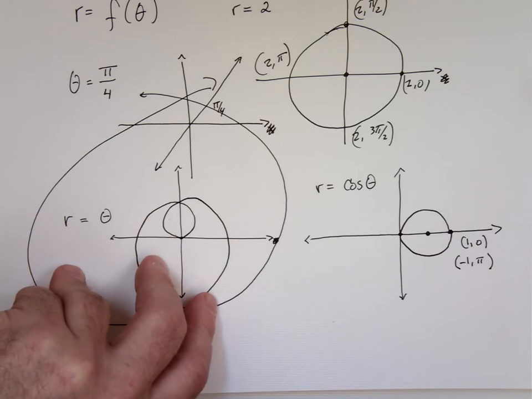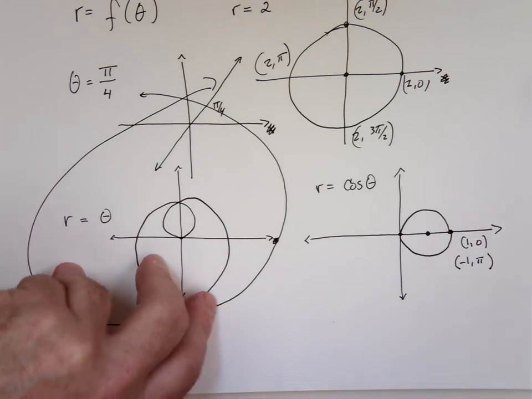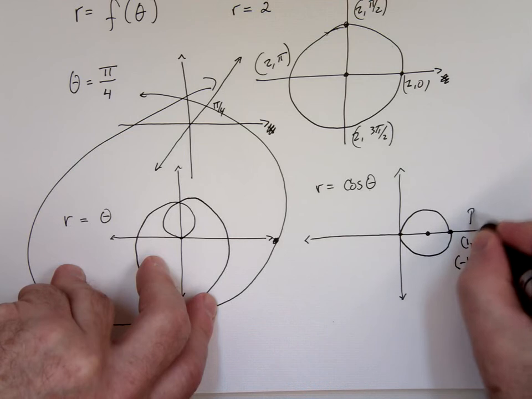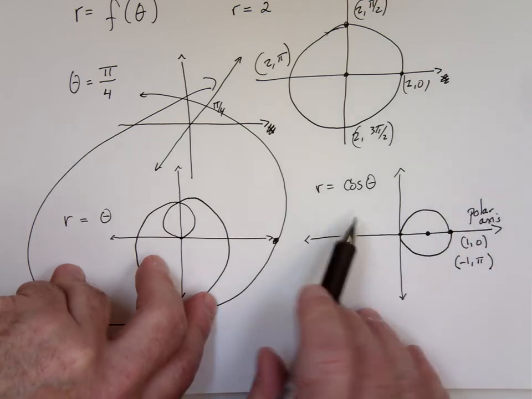What kind of symmetry does this graph have? About the x-axis? Yeah, what used to be the x-axis, which is now the polar axis. You've got polar axis symmetry, and that's typical of polar functions involving cosine.